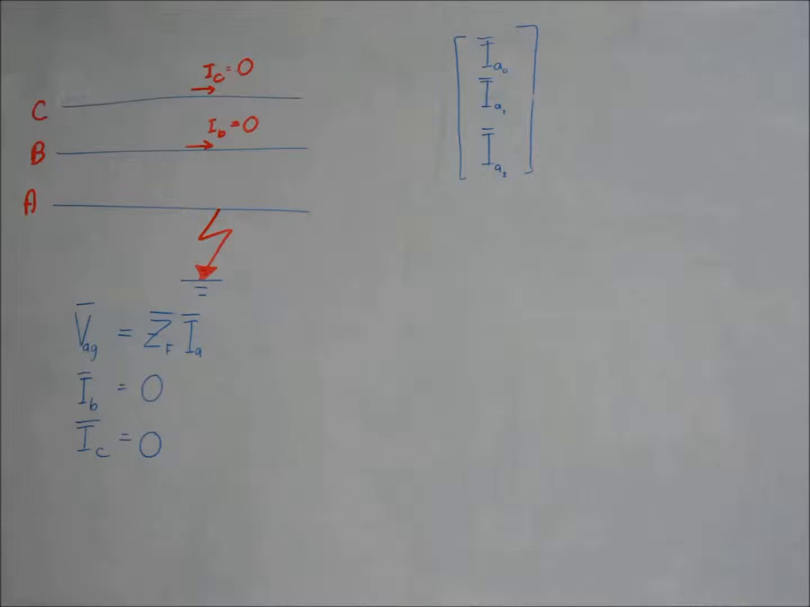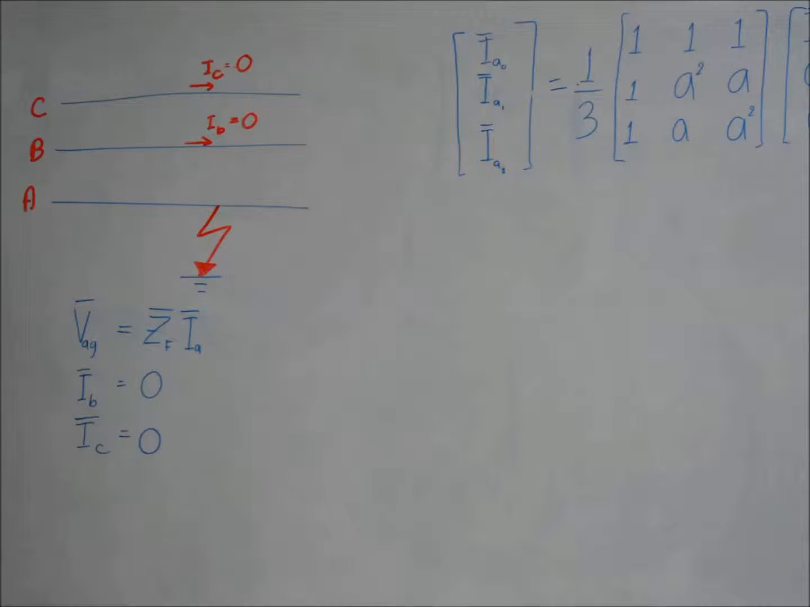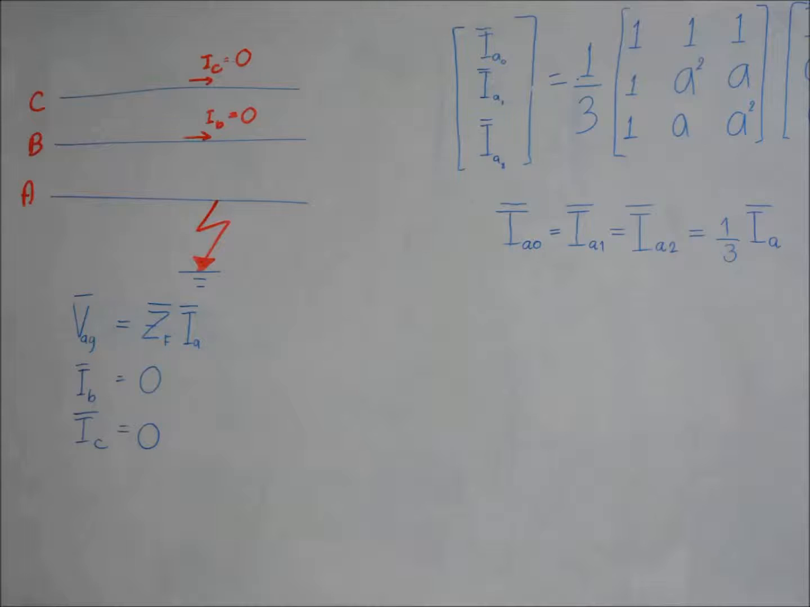Substituting Ib and Ic equal to 0 in the previous equation, the symmetrical components of current are shown in the matrix. Solving the above equation, the values of the symmetrical components of fault current are: zero sequence current of phase A equals positive sequence current of phase A equals negative sequence current of phase A equals 1/3 of the current of phase A.